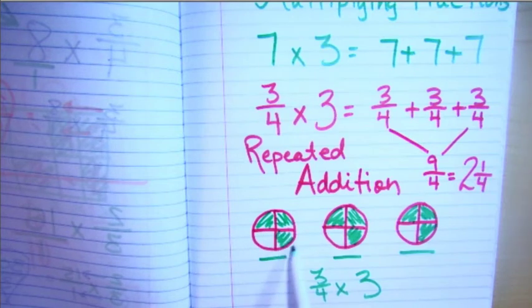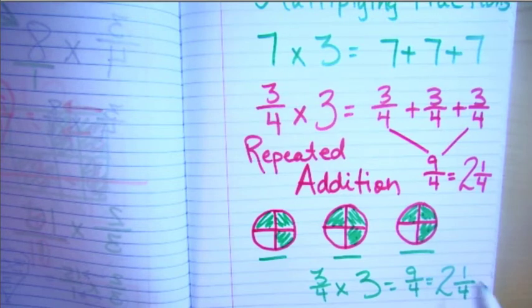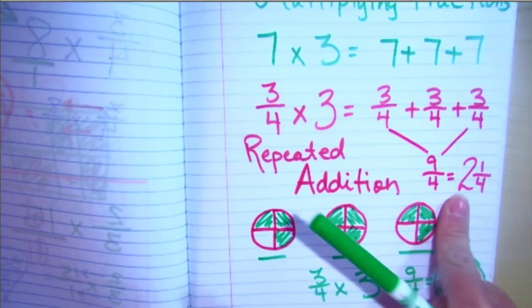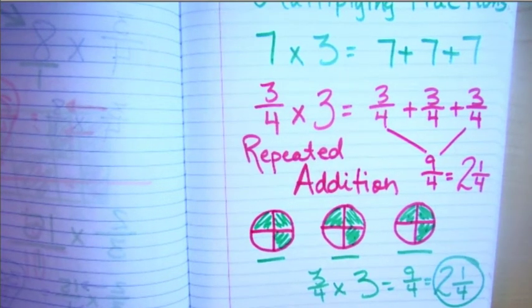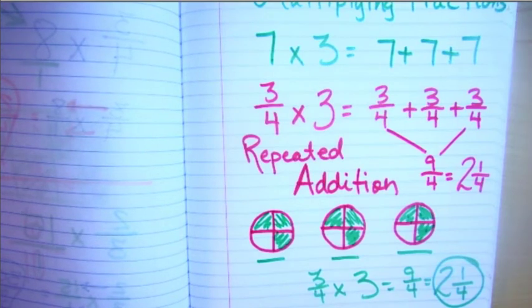And I can just count up all the fourths. 1, 2, 3, 4, 5, 6, 7, 8, 9 to get 9/4. And then divide to get 2 and 1/4. Again, you're going to get the same answer. This is just another strategy.